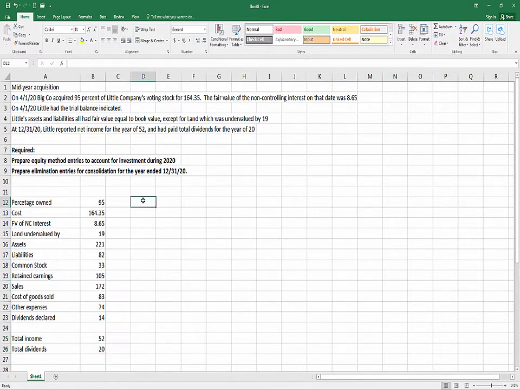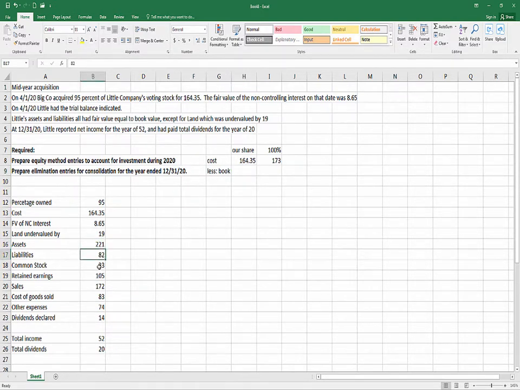Okay, first order of business, let's go ahead and determine the cost versus book values equals differential and that sort of analysis. And so we'll start with the cost or fair value. Our share was $164.35. The total is going to be our share plus the fair value of the non-controlling interest. The book value, again, we can do this one of two ways. Simplest way is just to do assets minus liabilities.